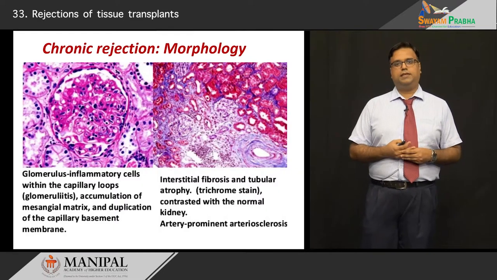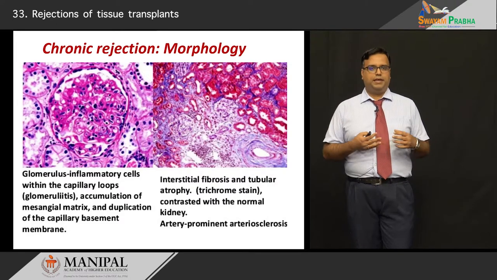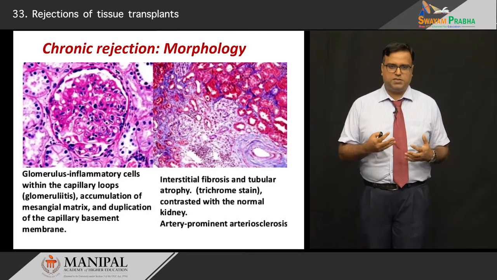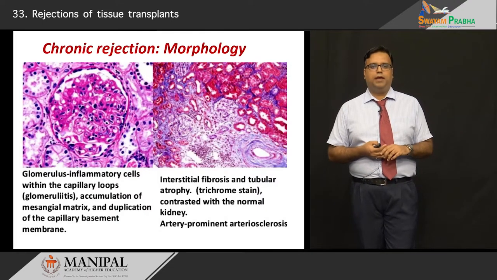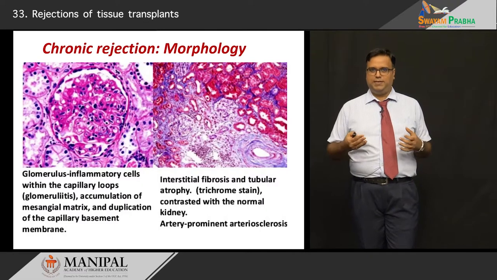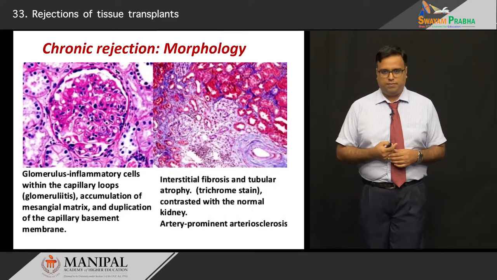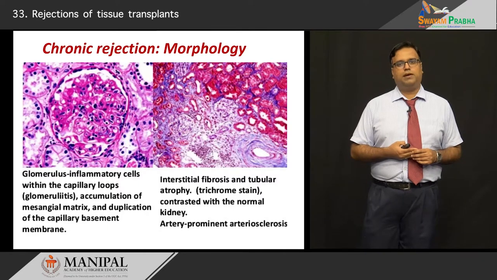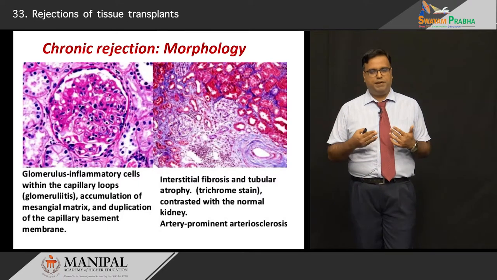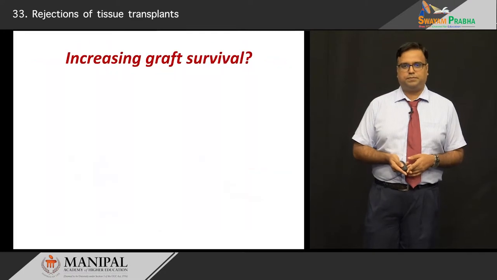Again, to underline this, you can see the light microscope images on the left of your screen, a very cellular glomerulus where there are inflammatory cells within your glomerular loops, which is called glomerulitis. Accumulation of a lot of mesangial matrix, which is very pink in color, and duplication of basement membrane. You can do a silver stain that will show you that lining basement membrane which is duplicated. Whereas on the right of the screen is a Masson's trichrome. You can see the ones marked in green is an area of fibrosis. So a lot of interstitial fibrosis, and then sometimes an artery which shows arteriolosclerosis of the tunica media.